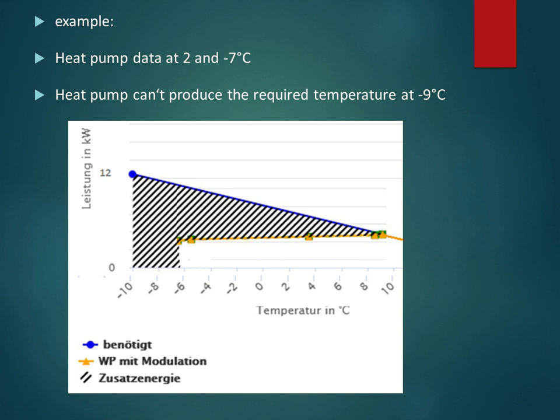Here's an example of this problem. If you specify heat pump data at -6 degrees and 2 degrees Celsius, it's quite possible that the heat pump won't reach the required output at -10 or -14 degrees Celsius. With an integrated 9 kilowatt heating element, the total heating output would then be insufficient, resulting in a loss of comfort for the occupants.